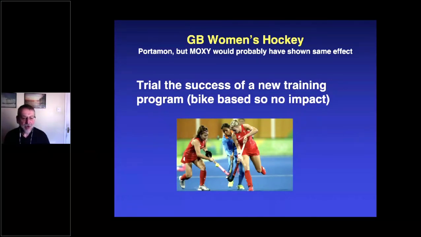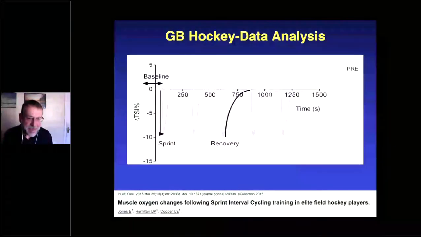We were asked to trial the success of a new training program, but they didn't want the training program to injure their athletes. They wanted to only do the training program on a bike. We would therefore test the efficacy of the training program, not just by standard techniques, but also by looking at near-infrared spectroscopy to see, did it affect their muscle oxygenation? They were keen because they were concerned that near the end of the games, they were running out of effort. They wanted a training program to be more aerobically fit.